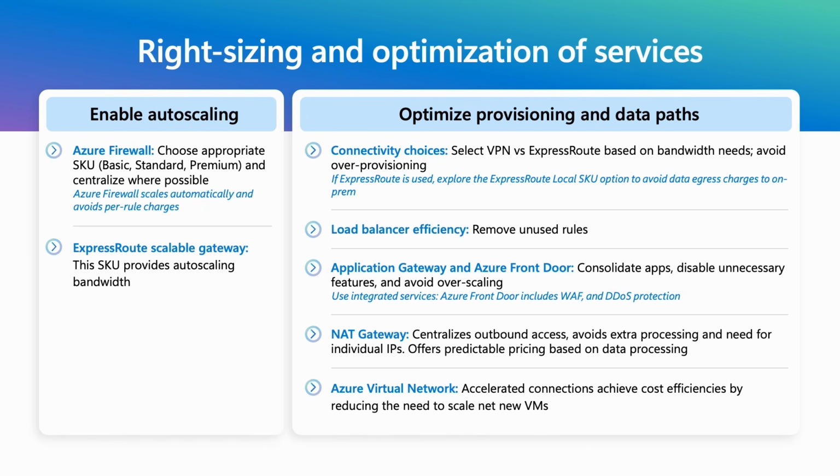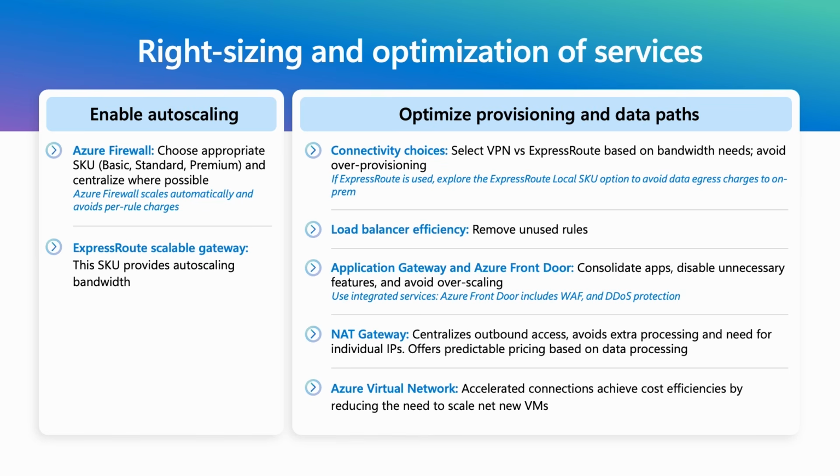Use Azure Virtual Network features for cost savings. Accelerated connections can reduce the need to scale new VMs. By combining right-sized provisioning, centralized outbound management, and optimized connectivity choices, you can achieve durable savings and maximize the efficiency of your networking environment.